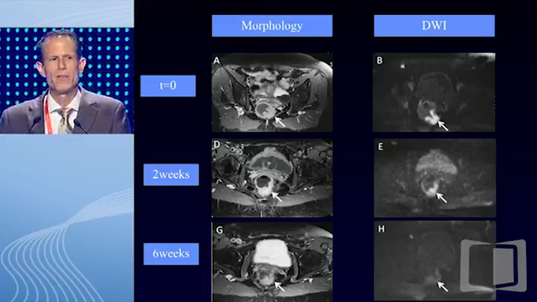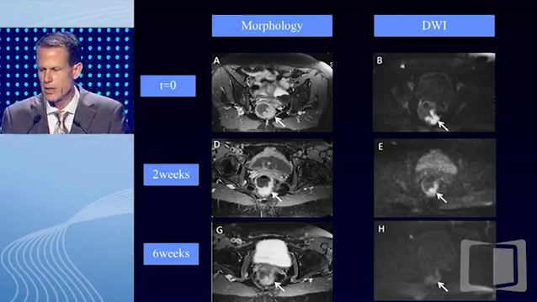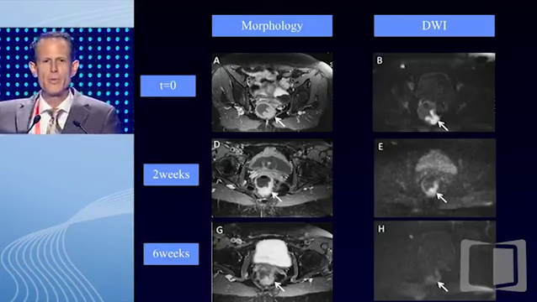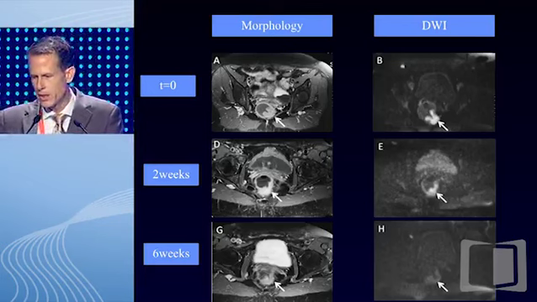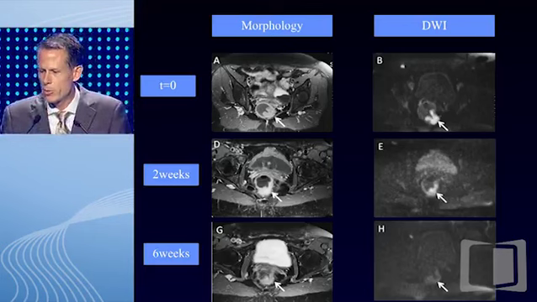In the right column, you have the diffusion-weighted images, and you have different time points. So at the beginning, time point 0, and then therapy starts. And we have the time points 2 weeks and 6 weeks after chemotherapy. And now have a look, what happens to morphology?